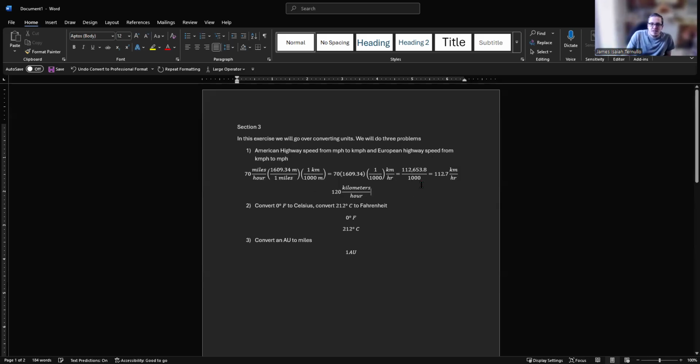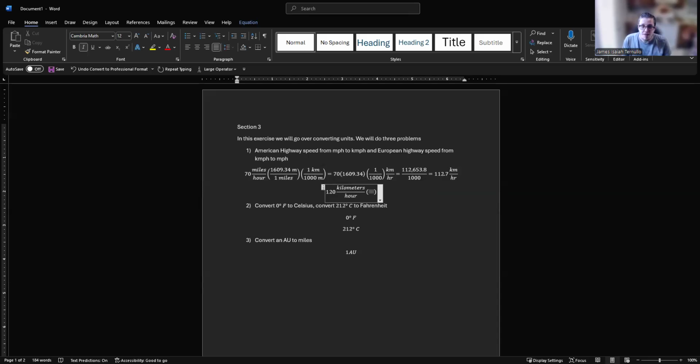So let's take this same concept now, and I looked up that in Europe, the average highway speed is 120 kilometers per hour, which is slightly greater than what we just estimated. So let's see what this is going to be like in miles per hour. So we take the same concept that we did earlier, and in the first part we have miles per hour and we converted to meters and then we went to kilometers. So let's just continue that theme.